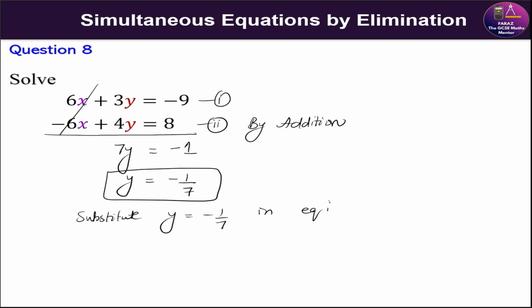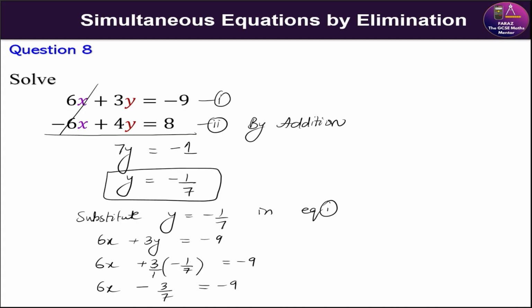Let's say in equation number 1. So 6x plus 3y equals negative 9. Therefore 6x plus 3 into negative 1 over 7 equals negative 9. 6x plus 3 into minus 1, that would be minus 3 over 7. As there is 1 in the denominator, you don't have to multiply 3 with the 7 there. You just have to multiply 3 with negative 1 and 1 with 7. Minus 3 over 7 equals minus 9.